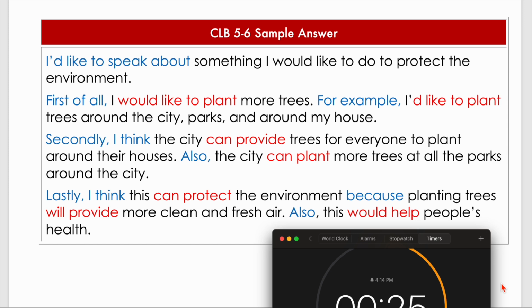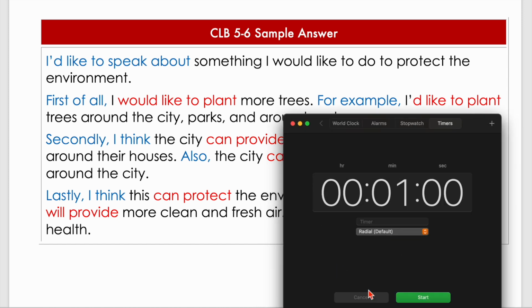Lastly, I think this can protect the environment because planting trees will provide more clean and fresh air. Also, this would help people's health. Okay, everyone, so you see I did it in like 50 seconds.